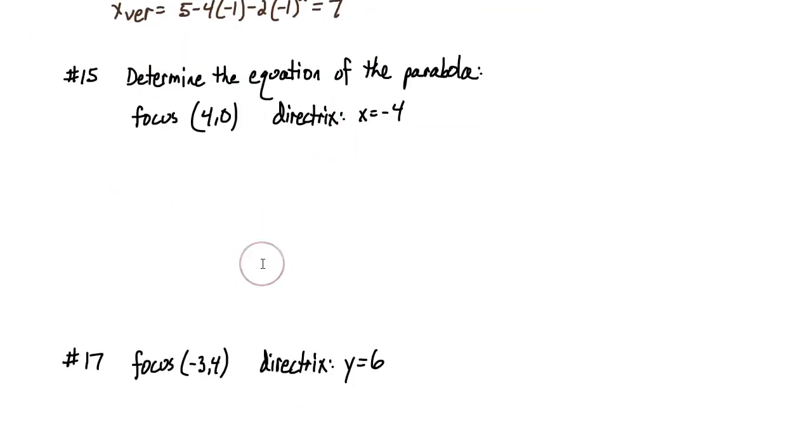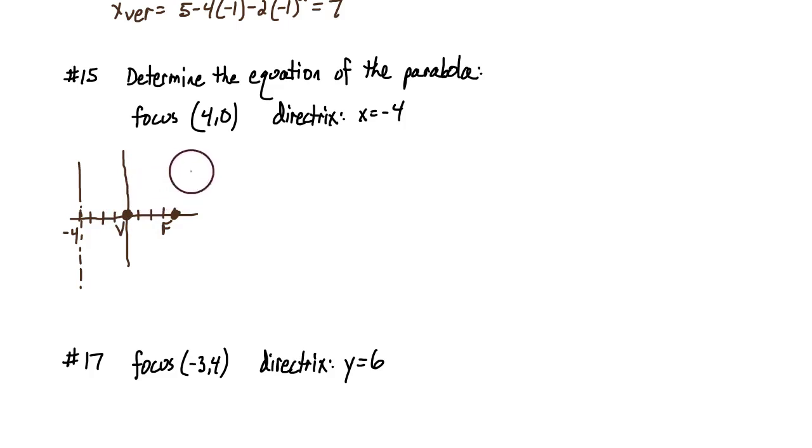Number 15, determine the equation of a parabola. We're given the focus point and the directrix line. It doesn't say to graph it, but let's make a quick sketch so we can visualize what's going on. So 1, 2, 3, 4, here's a dot called point F, the focus of the parabola. 1, 2, 3, 4, here's negative 4, and it's a vertical line. Midway between the focus and the directrix will be the vertex. So that ends up right here at 0, 0. That's point V, the vertex.